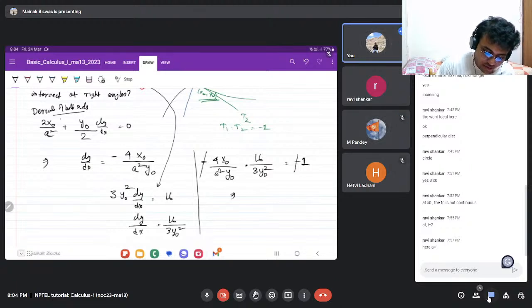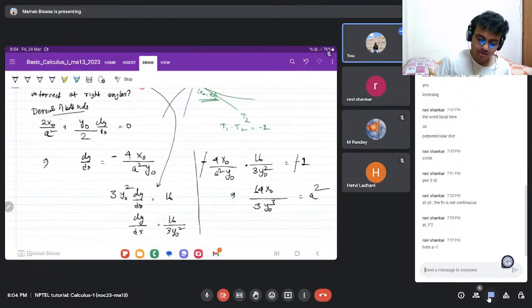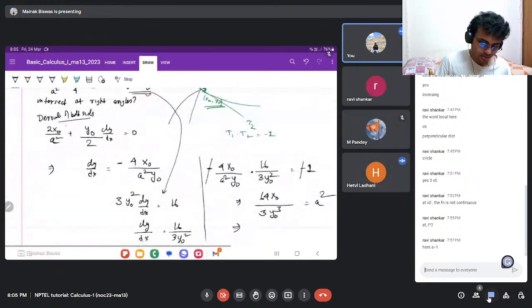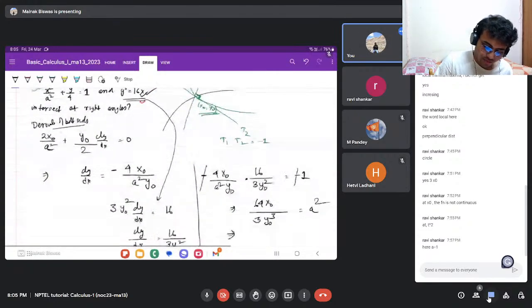So I have 64 x naught by y naught cube is equal to 3a square, right? Agreed? Did you say this? Yes, sir. So you see, what can we use now?